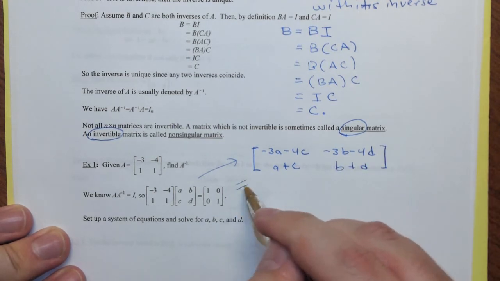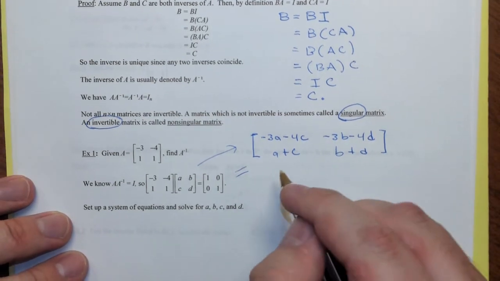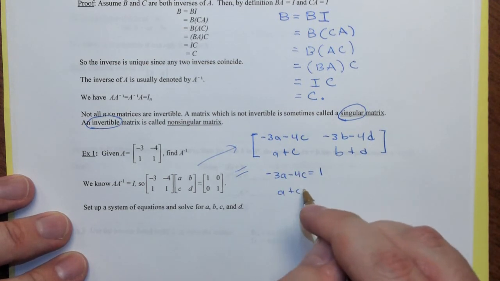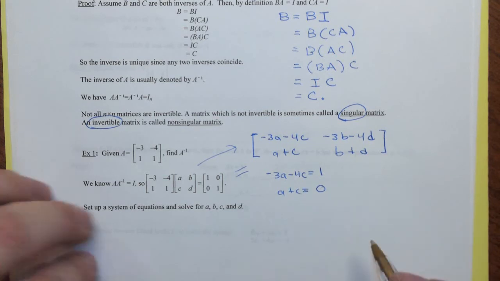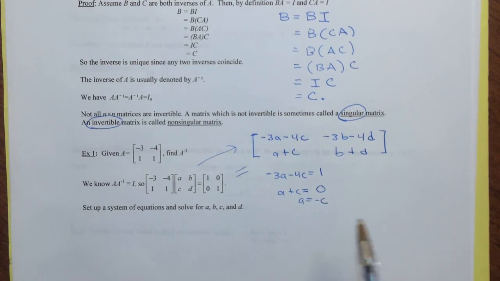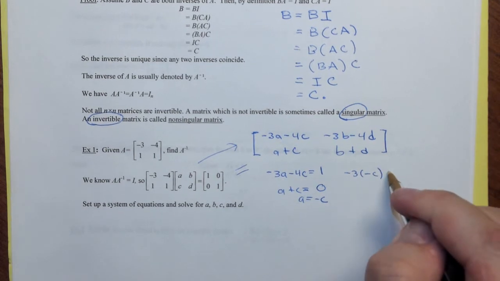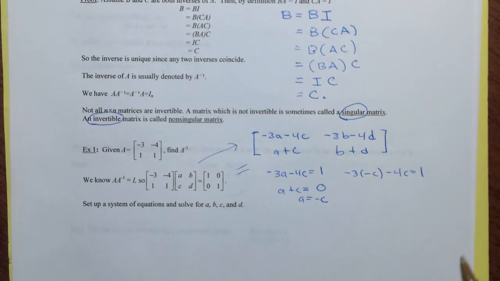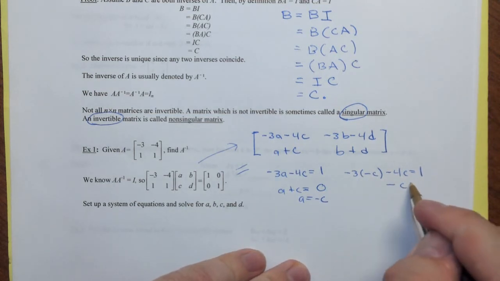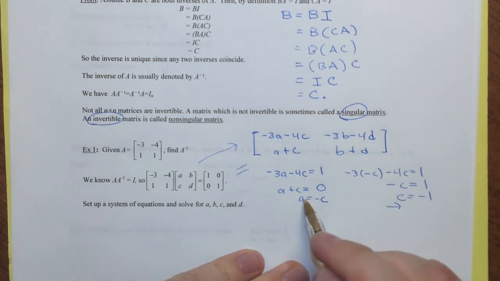Now the idea is these two products are equal. What I just found is the same as the identity matrix, which means -3A minus 4C is equal to 1, and A plus C is equal to 0. Which means then that A is equal to minus C, and I can put that into the first equation to say -3 times -C minus 4C is equal to 1. What does that give us? Well, that gives me positive 3C minus 4C. In other words, -C equals 1, which means C is -1, which means A is positive 1.